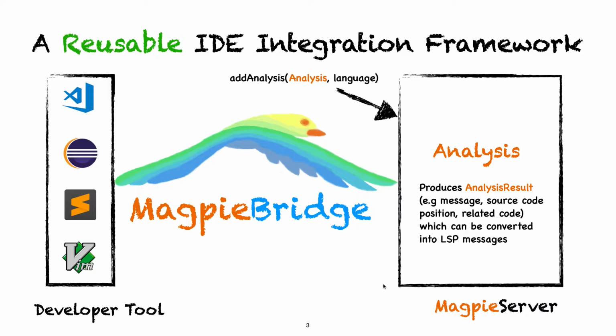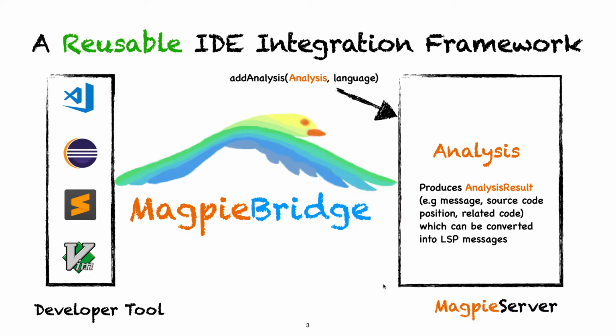Obviously, the language server protocol is a good idea, since a language server can talk to any IDE or editor which supports this protocol. MagpieBridge also leverages the language server protocol, and it is a bridge between the developer tools and program analysis. It provides a default implementation of a language server, which we call the Magpie server. It handles all the server stuff one has to do every time when implementing a language server. You can save this work by using MagpieBridge.